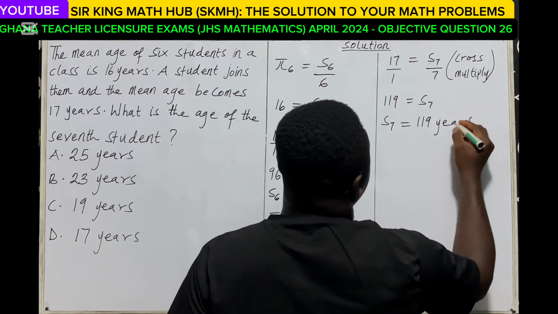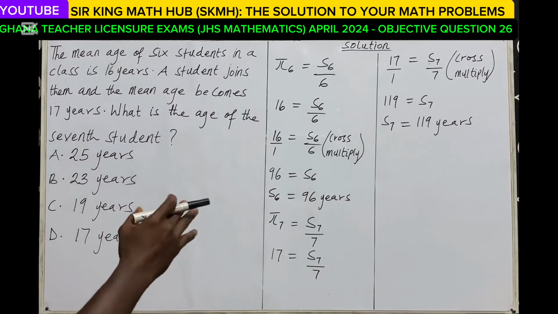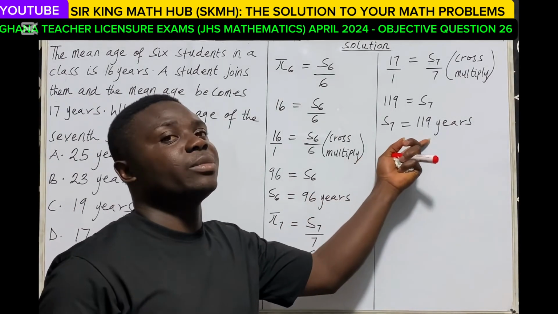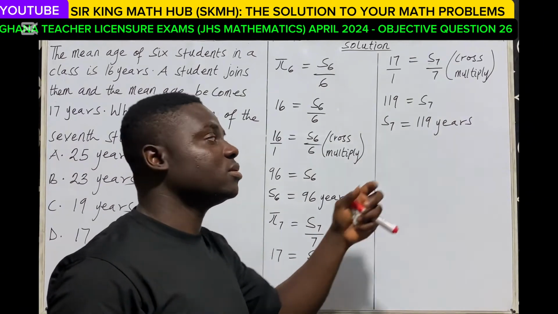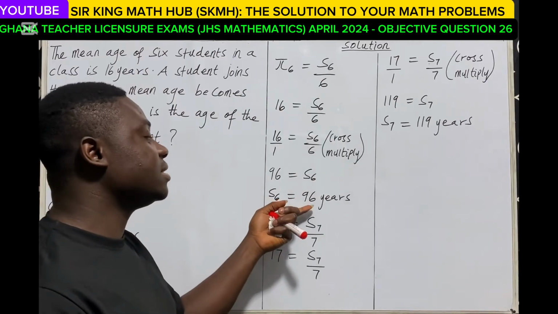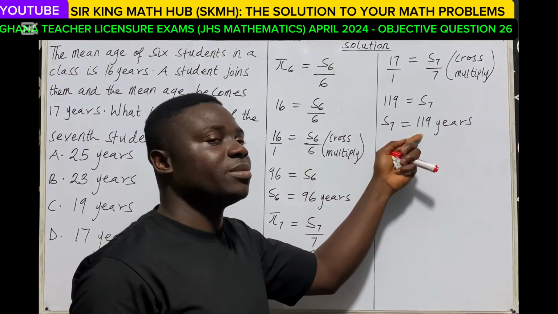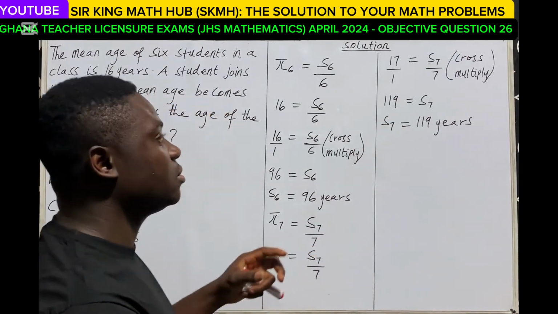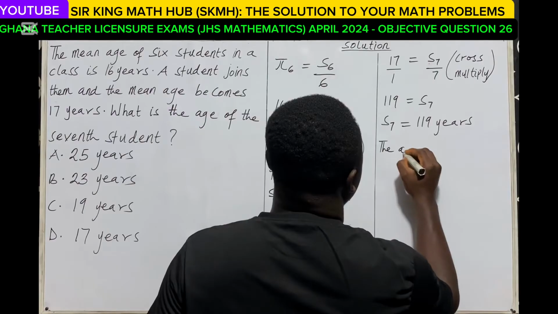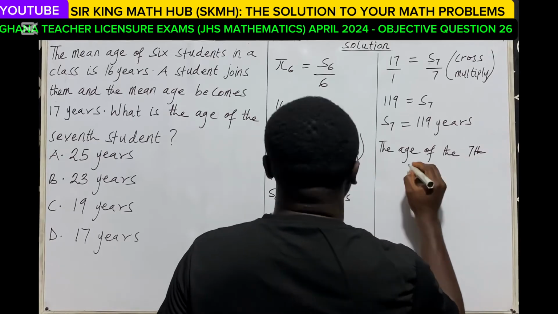We are talking about age, so in years. Again, what does sum of 7 mean? Sum of 7 means that when we add up the individual ages of the 7 students, that should give us a sum of 119 years. So we want the age of the 7th person. When they were 6, their ages summed up to 96 years. But when they were 7, their ages sum up to 119. So we are looking for the age of the 7th student.